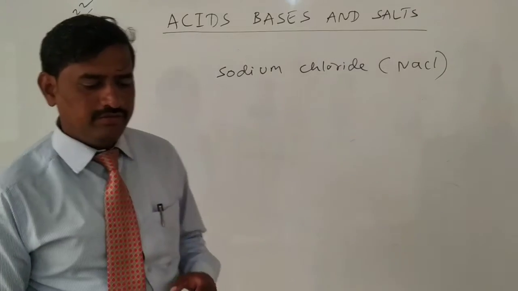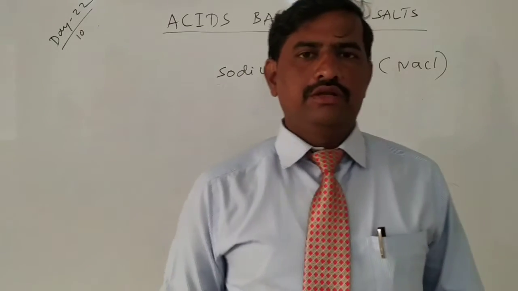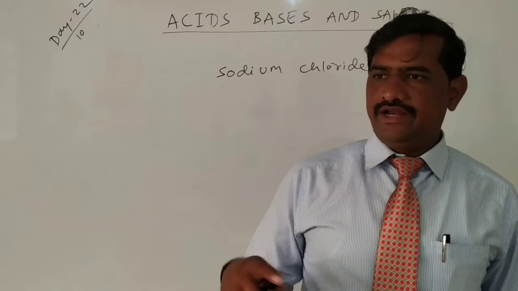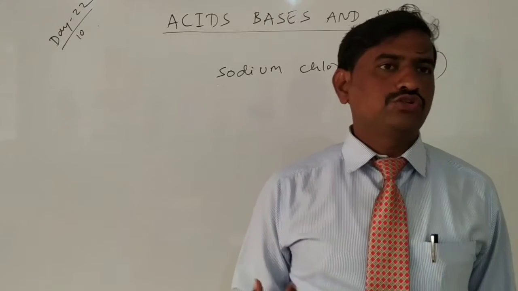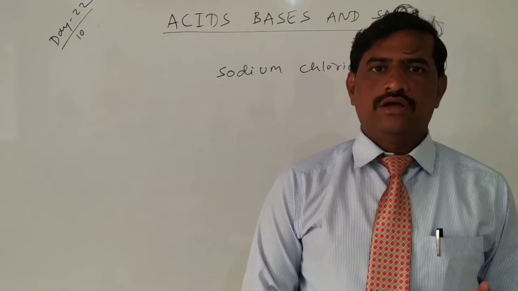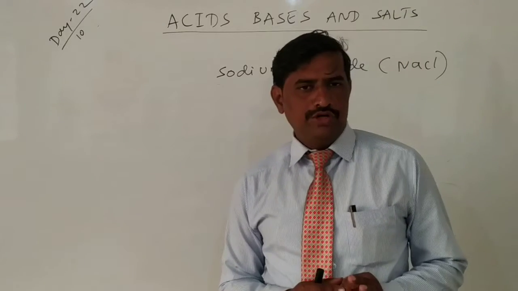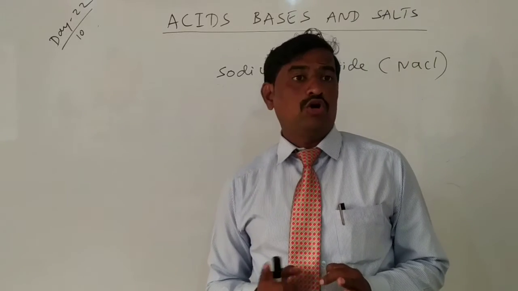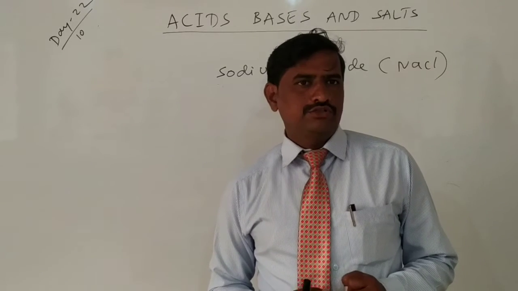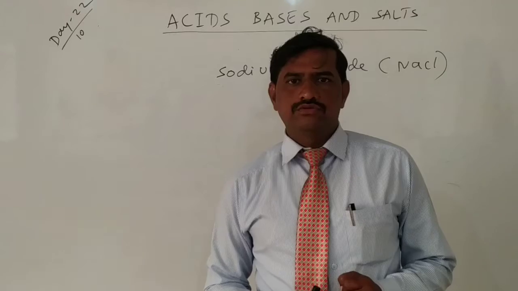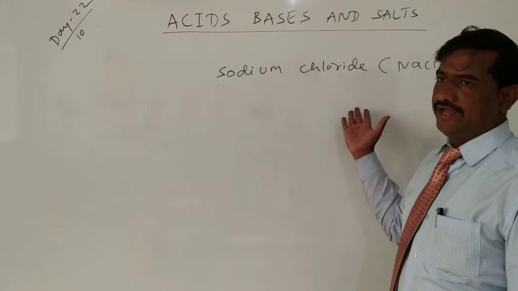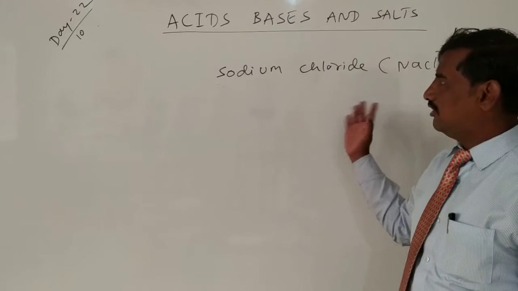The common salt which we use in our daily life is used as a raw material to manufacture so many materials, like sodium hydroxide and bleaching powder. Already you know that calcium oxychloride is called bleaching powder. Then next, washing soda and baking soda. So these are manufactured from sodium chloride. Okay, so that's why it is called a common salt.